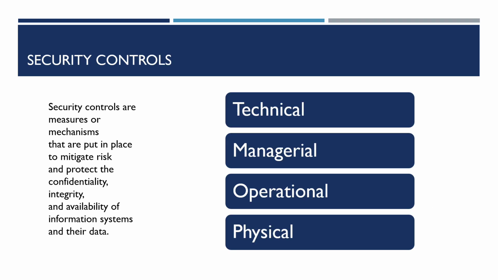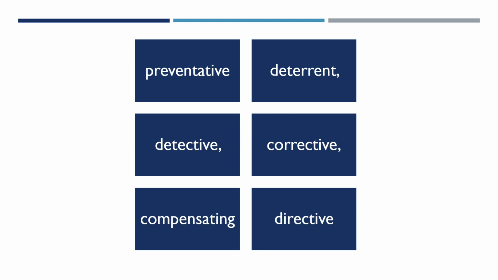After that, we're going to cover the different security control categories and types. Now, security controls are measures or mechanisms that are put in place to mitigate risks and protect the confidentiality, integrity, and availability of information systems and their data. These security controls can be grouped into categories like technical, managerial, operational, and physical controls, but we can also discuss the different types of security controls we have, like preventative, deterrent, detective, corrective, compensating, and directive controls.